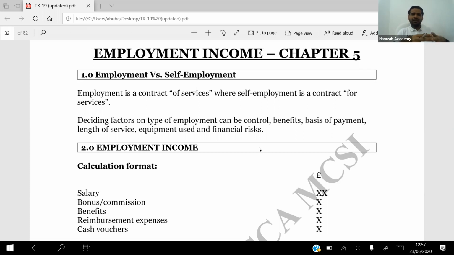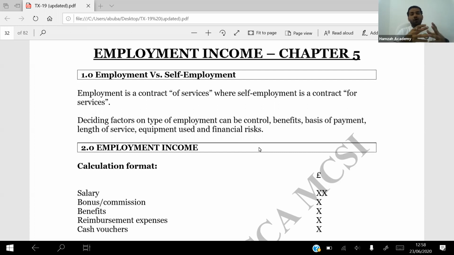Before we talk about employment income, it is very important that the student should know the difference between self-employment and employment, because there are different sets of tax rules for both of these areas, and they will be tested separately. So to give the right answer, you should know both sets of rules and how to identify both of these things. So let's talk about employment.